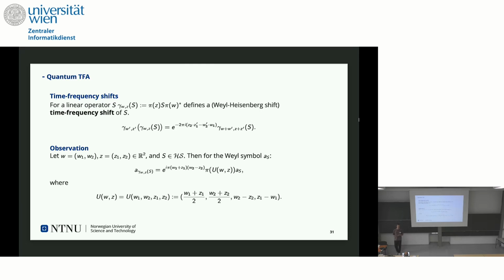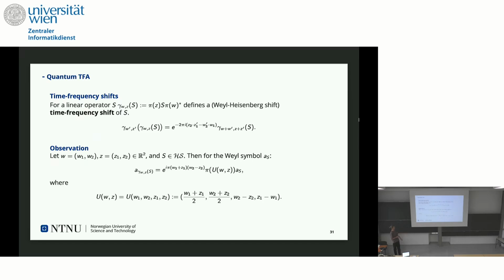With both a translation and a modulation in hand, we can go on to define what we call time frequency shifts for quantum time frequency analysis. So our time frequency shifts are going to be replaced by our gamma shifts, which amount to a translation and a modulation with some change of variables. And our observation is that the effect that this has on the Weyl symbol of an operator is essentially a time frequency shift with this change of variables.